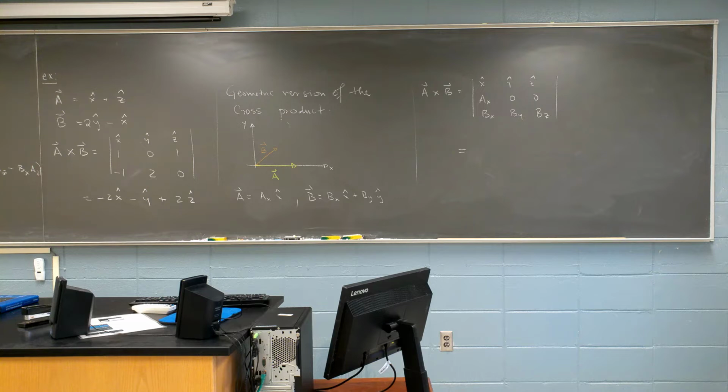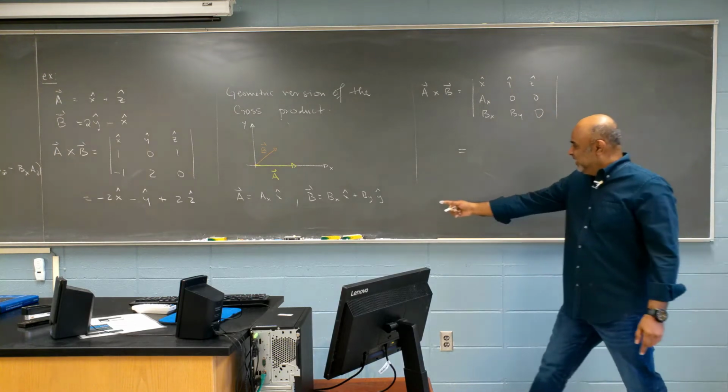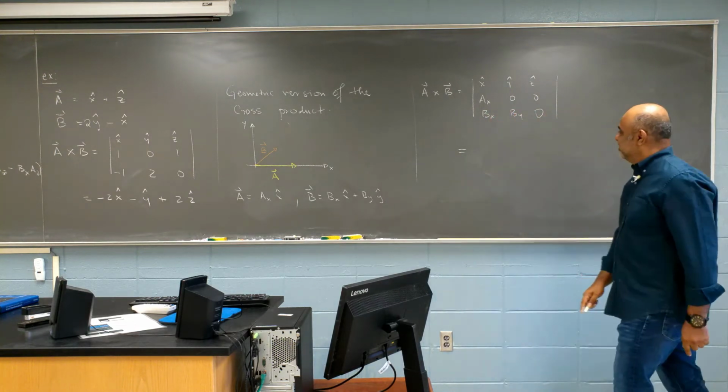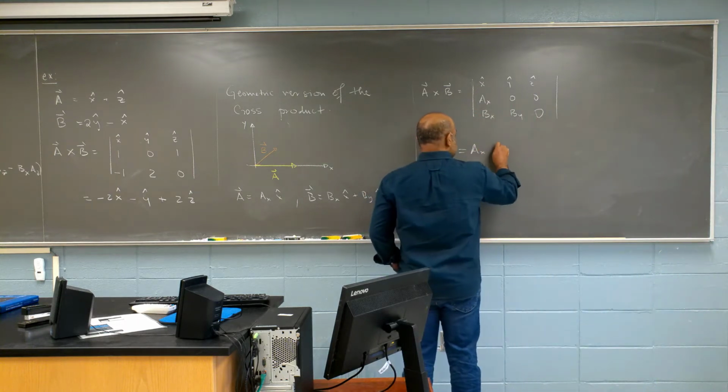X, B, Z. Oh yeah, I was wondering. Okay, so 0. The 0. What's the Z component? It is AX, BY.